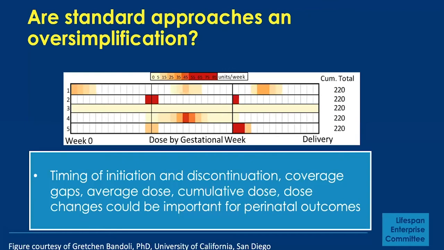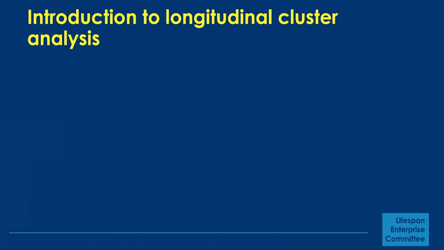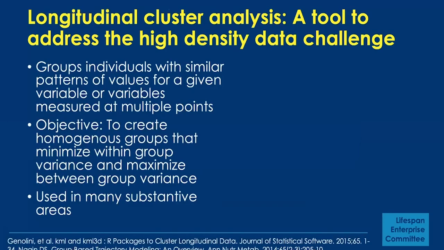So how can we preserve some of this complexity, but simplify so that we're not overwhelmed with high dimensional data? My solution that I've been working on over the past few years is doing longitudinal cluster analysis. This approach groups individuals with similar patterns of values for a given variable or variables measured at multiple time points. And the objective of longitudinal cluster analysis is to create homogeneous groups that minimize within group variation but maximize between group variation. And these approaches have been used in many substantive areas.